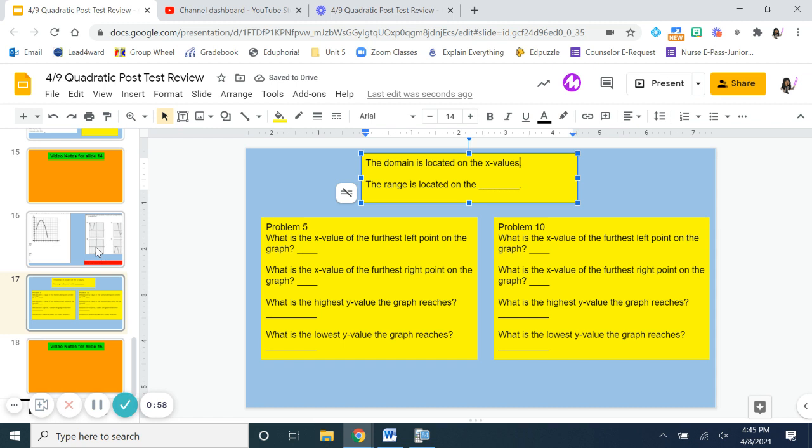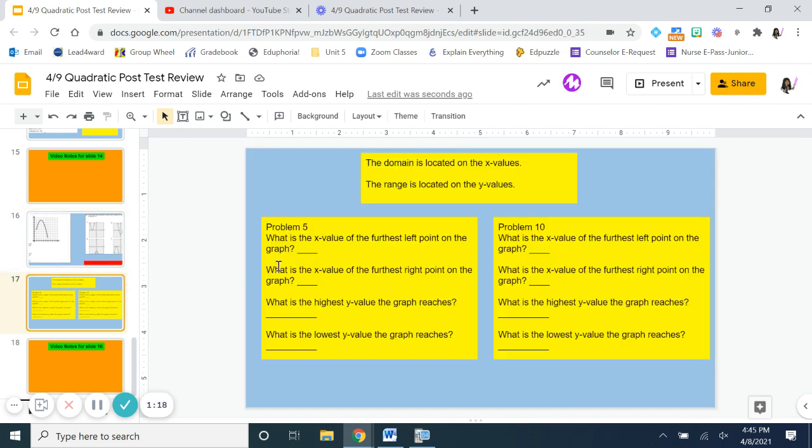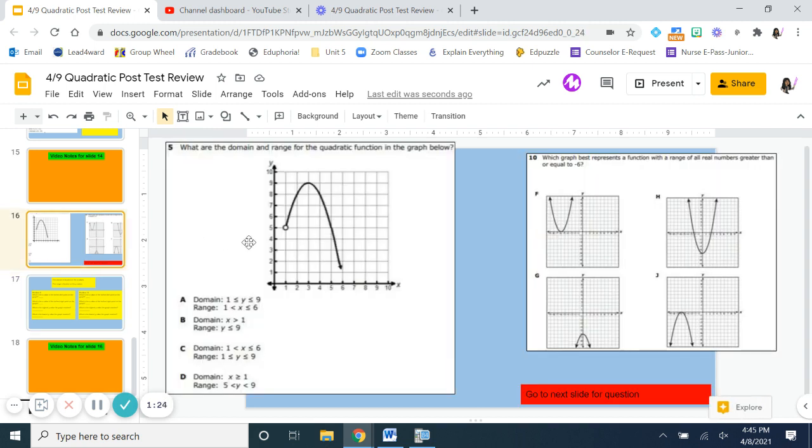So if my domain is on the x values on the x-axis, then my range has to talk about the y values on the y-axis. When I'm looking at the domain, I'm going to be looking at these numbers down here. When I'm looking at range, I'll be looking at these numbers over here. All right. So the first thing that I want to find is what is the x value of the furthest left point on the graph?